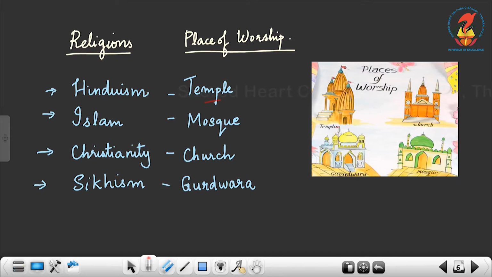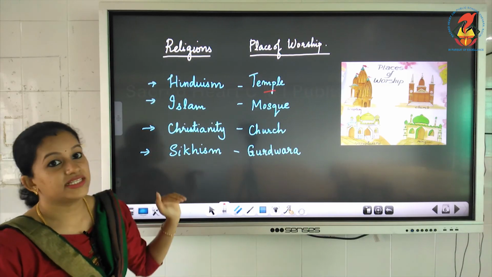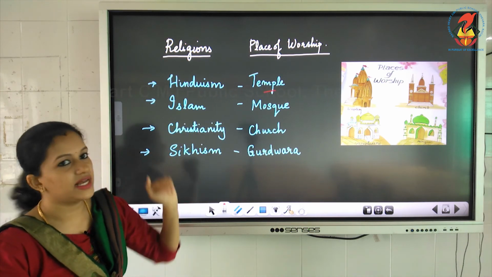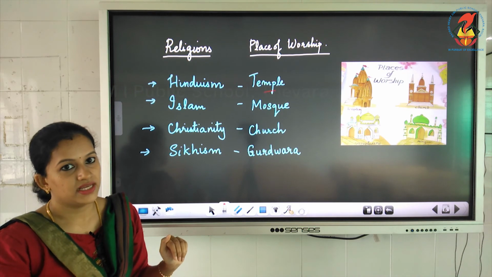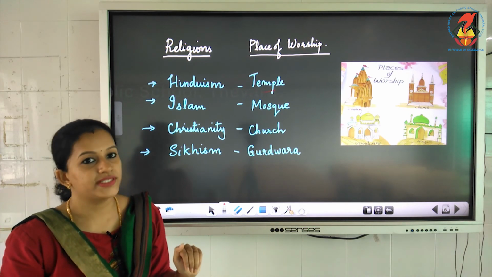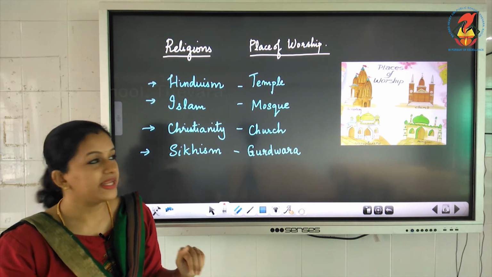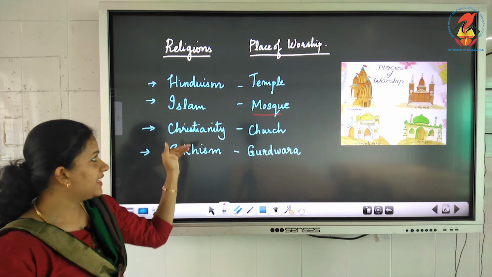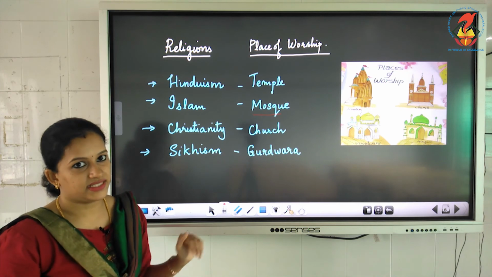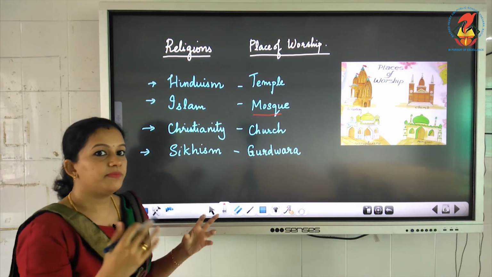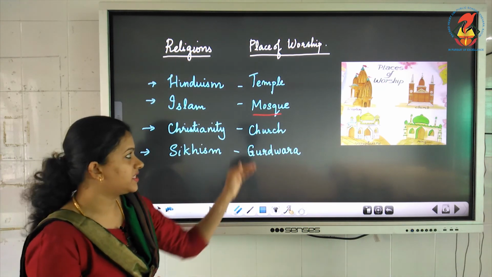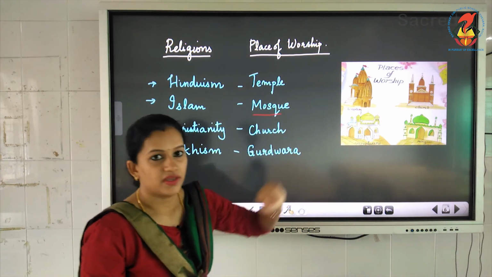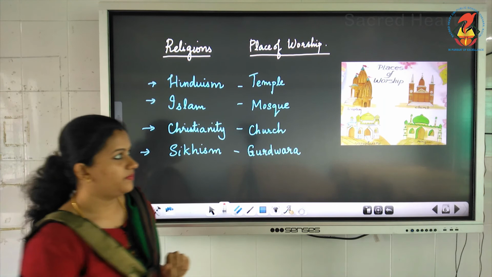temple. The next religion is Islam or the Muslims. Those who follow the Islam religion are called Muslims, isn't it? And their place of worship is the mosque. Then the next religion is Christianity. The place of worship for Christians is the church, isn't it? The church. You could see the picture over there.